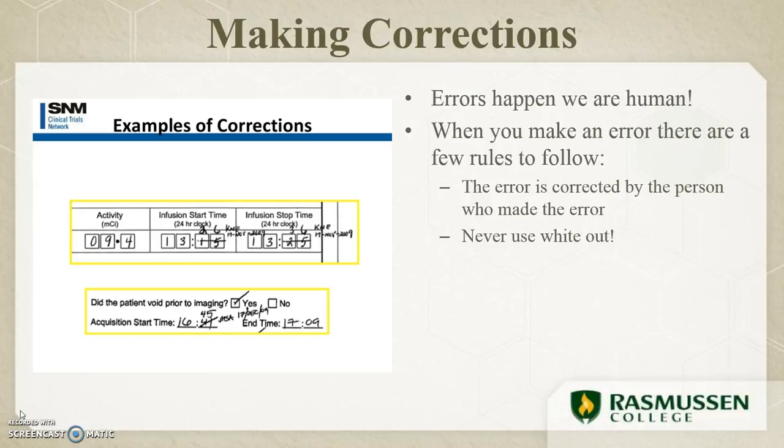Okay. Now, if you find an error in someone's chart, I want you to bring it to the person who made it, but do it in a professional manner. Go in a private area, show them the error and help them correct it. Don't pull them out of the middle of a room or in front of a patient and start telling them they made a mistake. That's not a professional way to handle things.